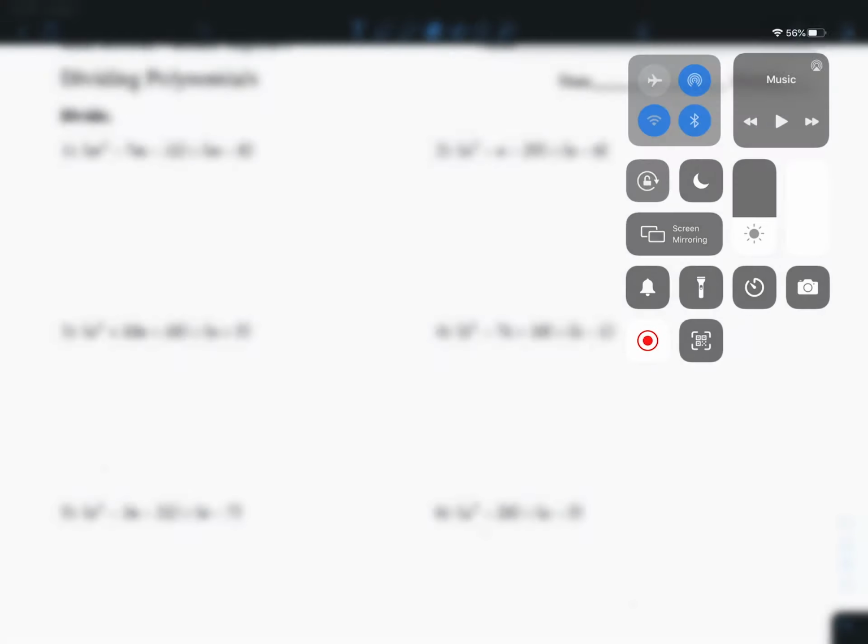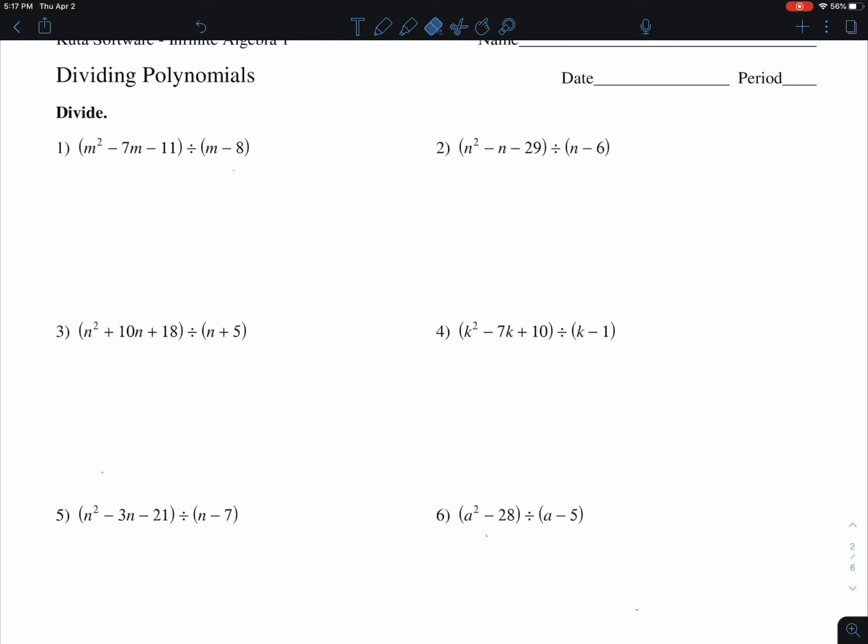Okay, boys and girls, welcome to day 2 of dividing polynomials. Now, you may look at this worksheet and think, hey, didn't we do this yesterday? And you are correct, we did. Yesterday we did it using long division. Today we're going to do it using synthetic division.